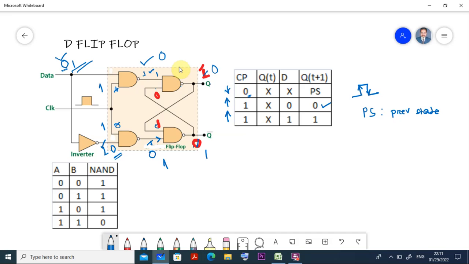Inverse of AND gate, so whatever it was, 0, the inverse of 0 is equal to 1. Then the remaining, this was 0, the inverse of 0 is equal to 1. This was 0, the inverse of 0 is equal to 1. For this NAND gate, 1 and 1 is equal to 1, and the inverse of 1 is equal to 0.